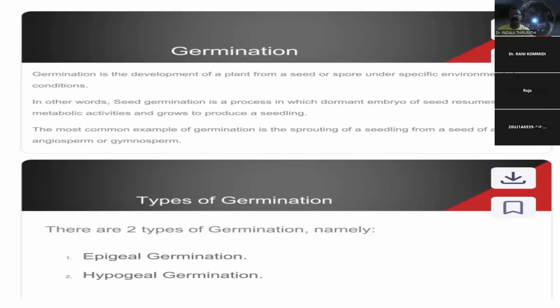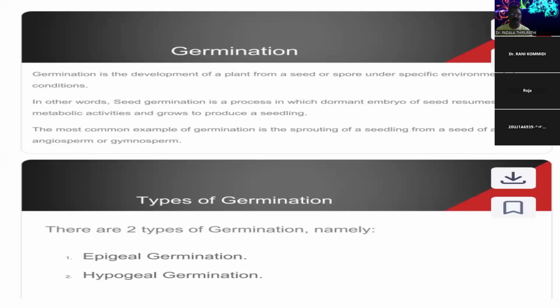So germination is the development of a plant from a seed or spore under specific environmental conditions. In other words, seed germination is a process in which the dormant embryo of the seed resumes its metabolic activities and grows to produce a seedling. There are two types of germination in the environment, namely epigeal germination and hypogeal germination.